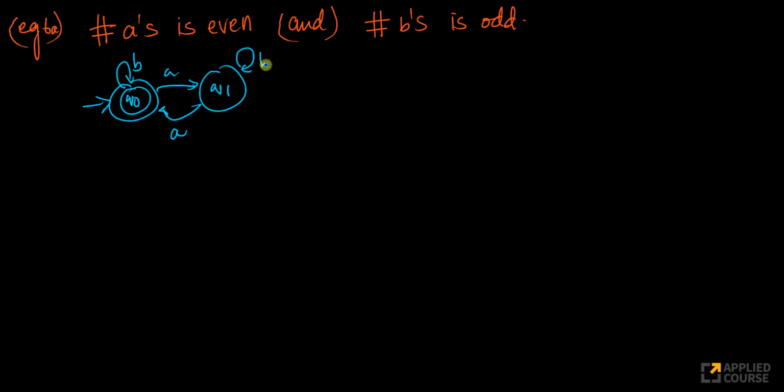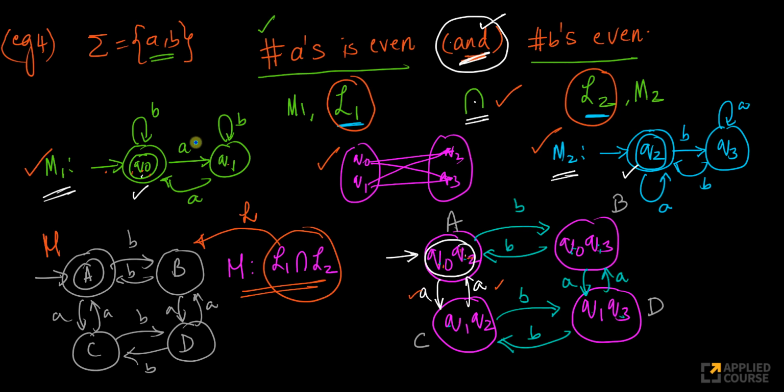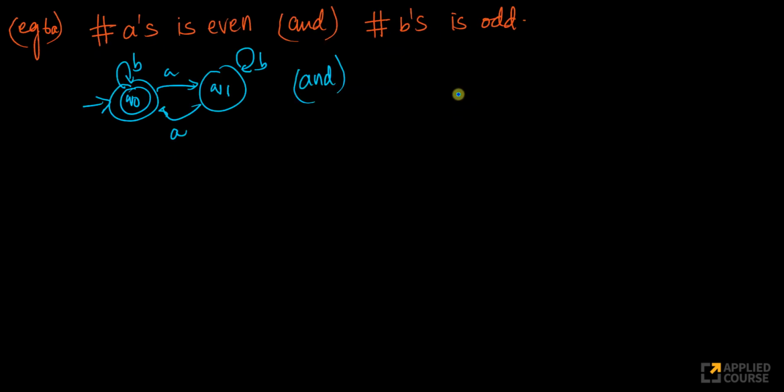If I get a B here, I'll be here. This is my machine 1. And I have logical AND here, right? The number of B's is odd. Again, the number of A's is even, right? This is the same diagram. The number of B's is odd changes slightly.